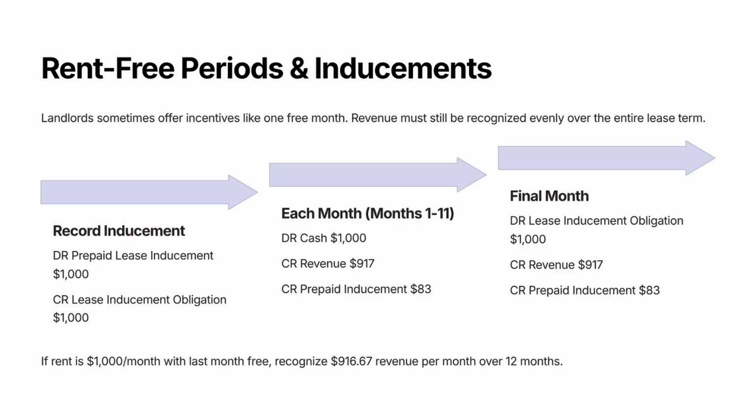Rent-free periods or inducements. Sometimes landlords offer incentives like 1 free month. If rent is $1,000 per month and the last month is free, the lessor records a prepaid lease inducement and recognizes $916.67 revenue per month over 12 months.